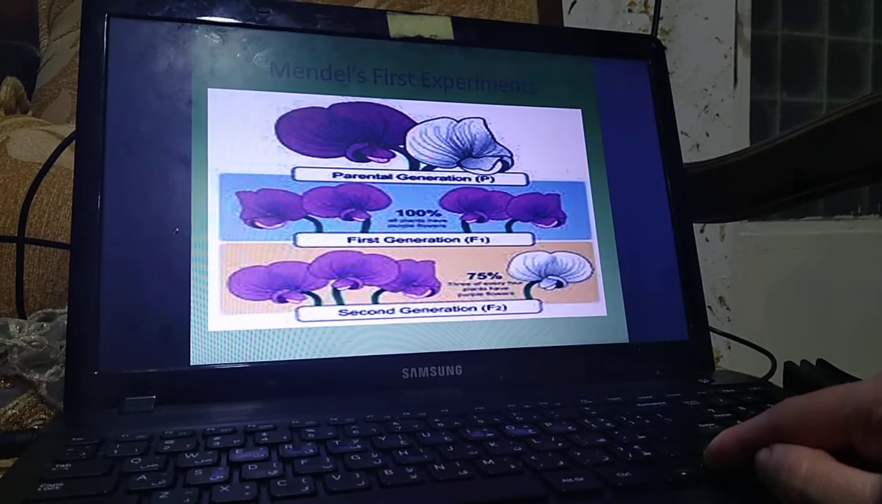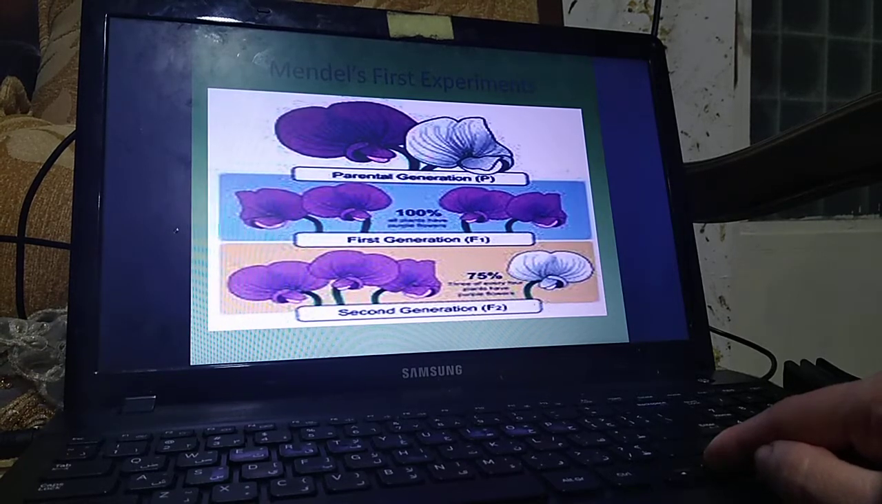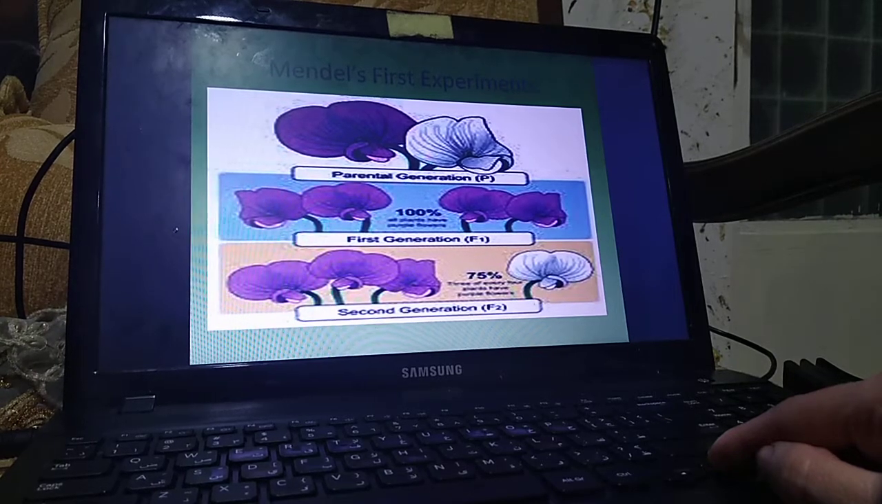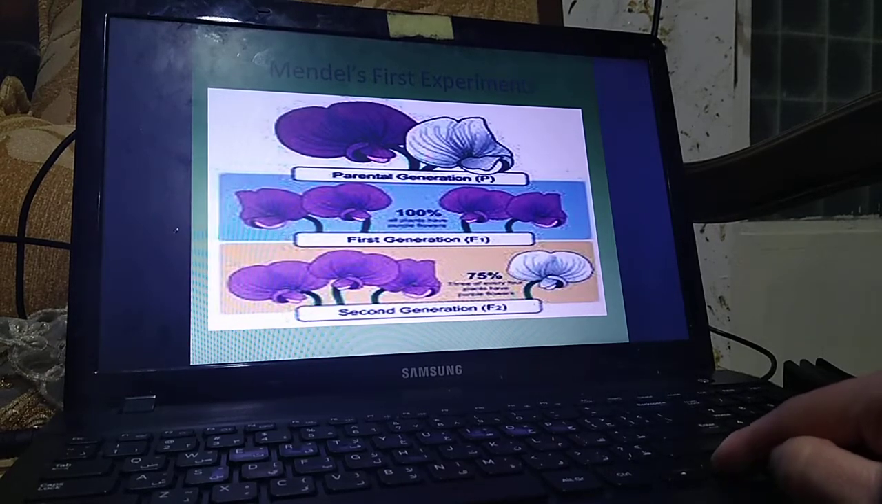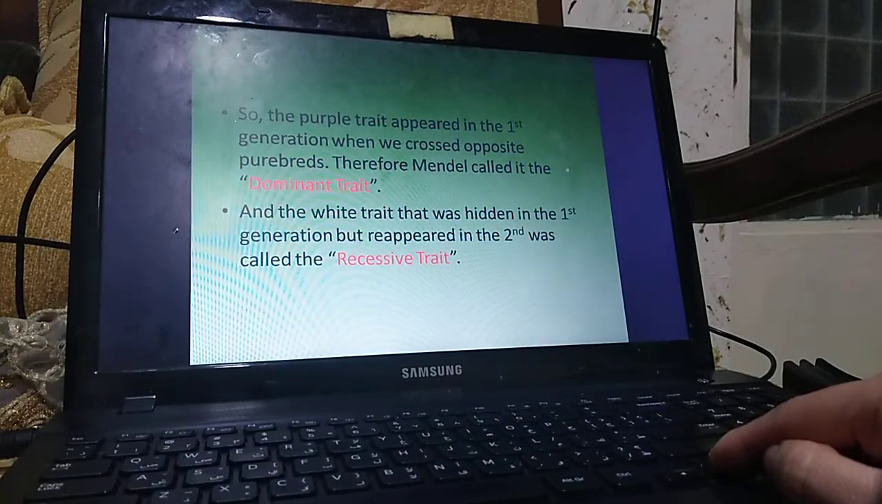You may have noticed now that the purple color is the dominant trait and the white color is the recessive trait. So the trait that covers another trait is dominant. But the trait which is covered or hidden by another trait is recessive. So here white is recessive and purple is dominant. This is what Mendel concluded. The dominant trait is the trait that covers another trait. Recessive trait is a trait that hides in the first generation but reappears in the second generation.